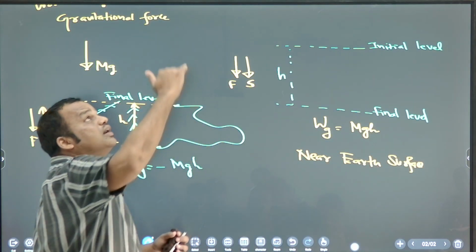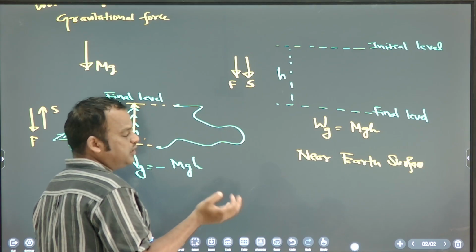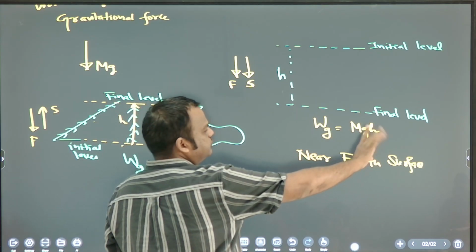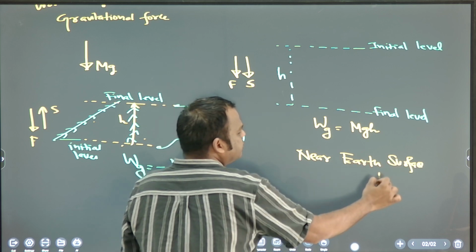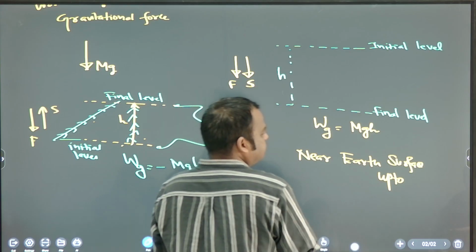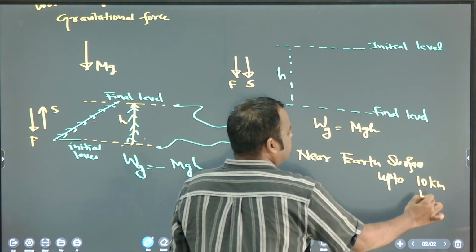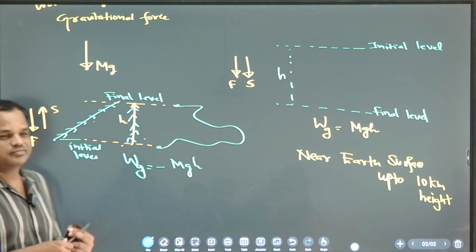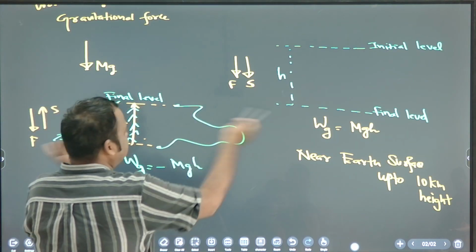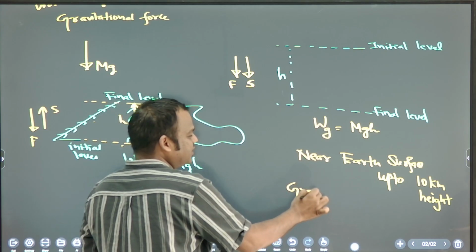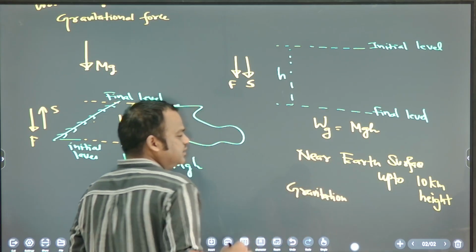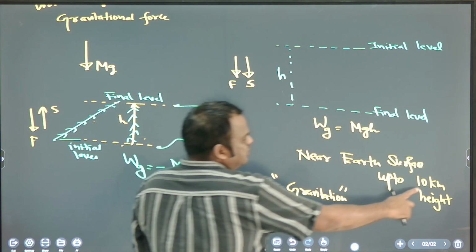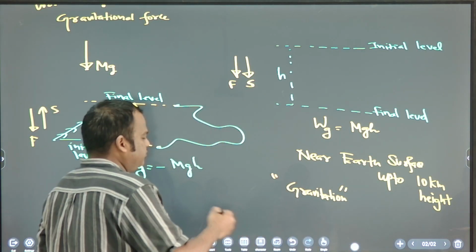But if you go very high, 1 kilometer, 2 kilometer, 100 kilometer, 200 kilometer, then this is not applicable. Near Earth surface means you can say up to 10 kilometer height. After that, more than 10 kilometer, we don't discuss all these. There is a separate chapter for that. What is that chapter? Gravitation, correct. So when height is more, then we cannot use this. Up to 10 kilometer, like we are on Earth's surface.